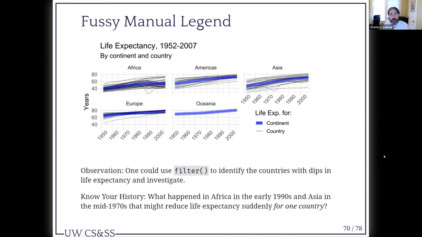Quick question I always ask each term. What happened in Africa in the early 1990s and Asia in the mid 1970s that might reduce life expectancy very suddenly for only one country?